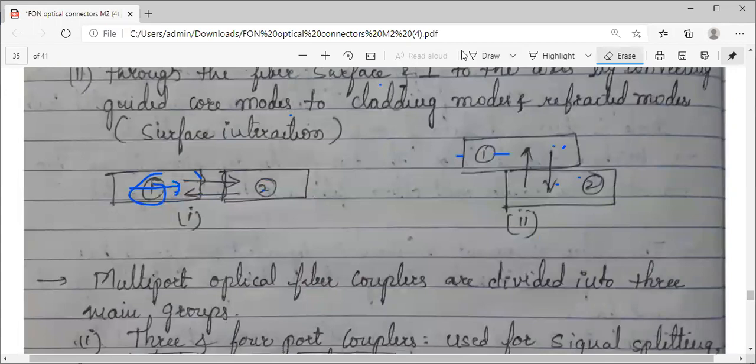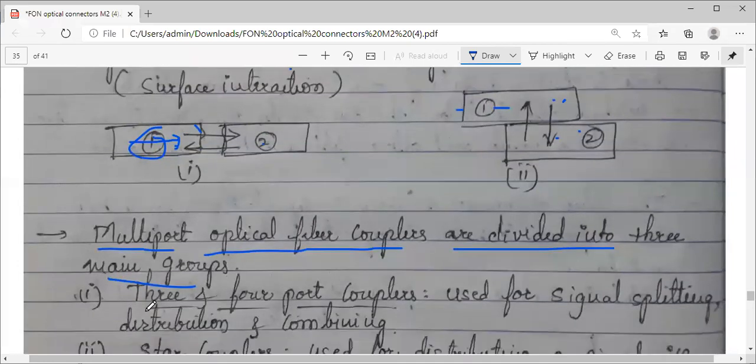Now coming to the different classifications of these fiber couplers, we will be looking into these in detail. Multi-port optical fiber couplers are divided into mainly three categories. The first one is called 3 or 4 port couplers. You know what a port is: a pair of terminals, as in electrical networks.